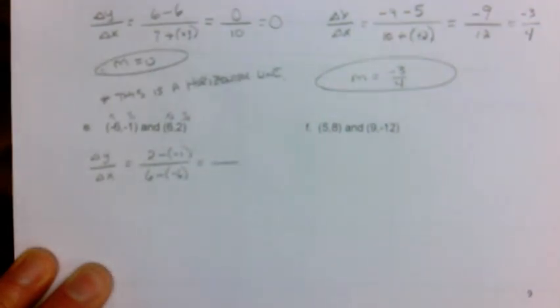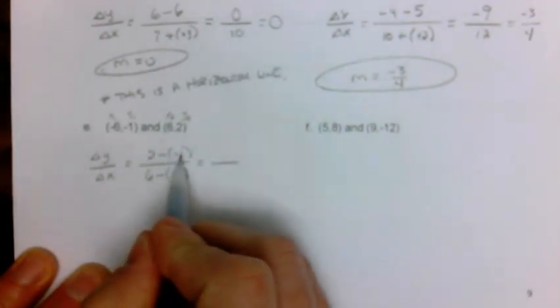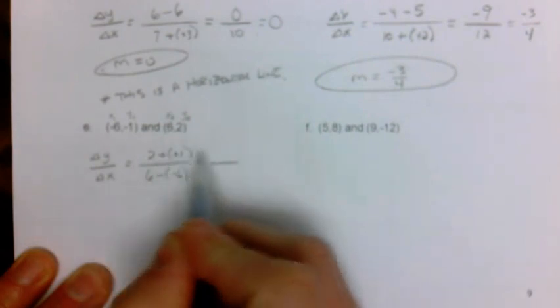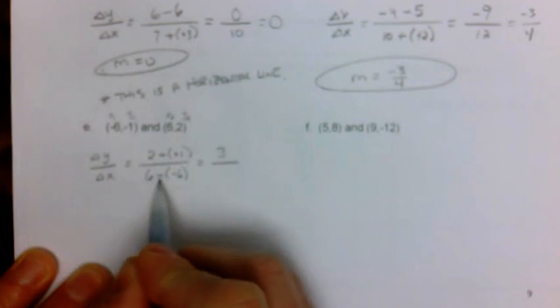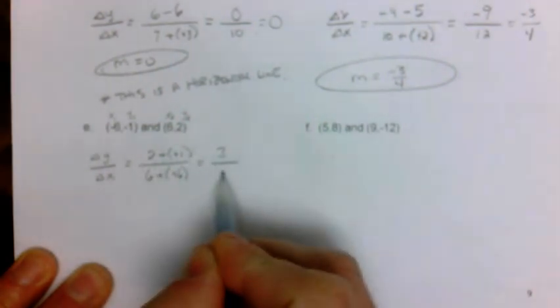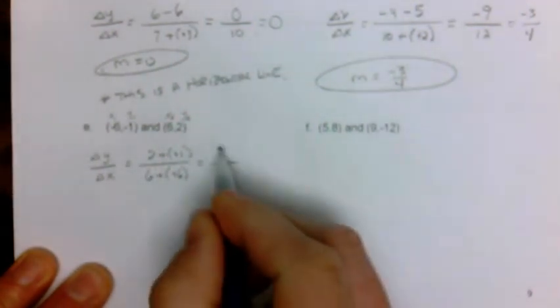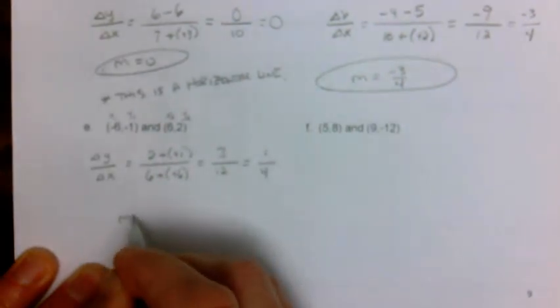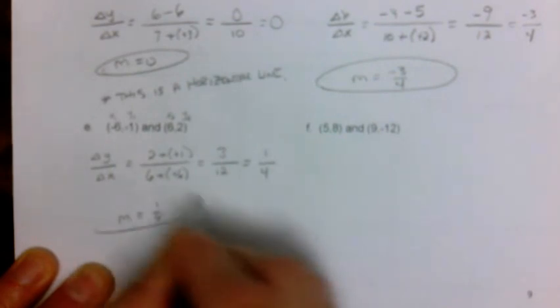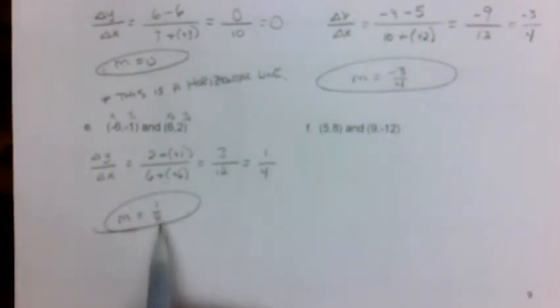And if we evaluate these now, 2 minus negative 1 is 2 plus 1, which is 3. And to do delta x, 6 minus negative 6 is 6 plus 6, which is 12. And so we have 3 twelfths, which simplifies down to 1/4. So the slope of this line, m equals 1/4. It's a positive slope, so the line will be increasing as you move from left to right.